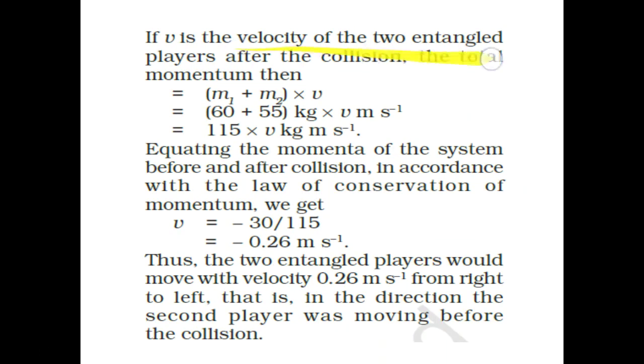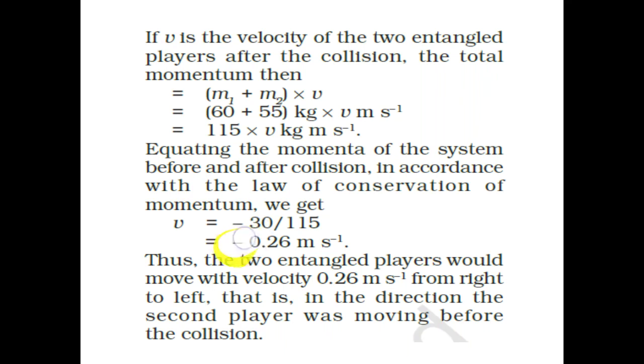Now if v is the velocity of the two entangled players, meaning v is the common velocity of both, then m1 plus m2 we will write, then find the answer. Then we will compare total momentum after collision with the total momentum before collision, and by comparing we get this value. Now here the sign is negative. It means the two entangled players would move with this velocity from right to left, that is in the direction of the second player.